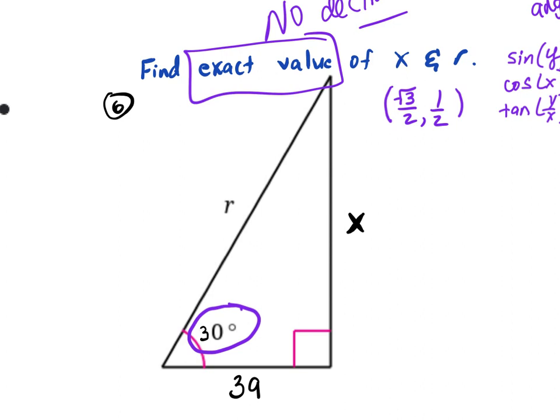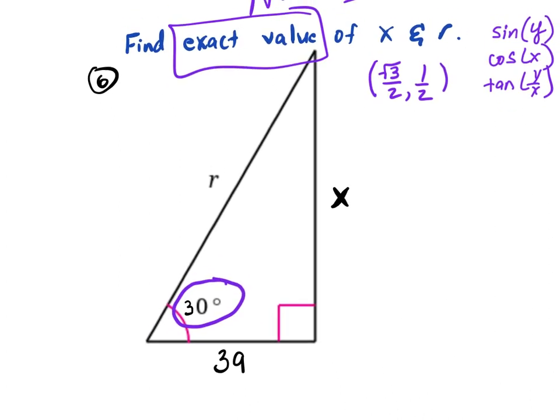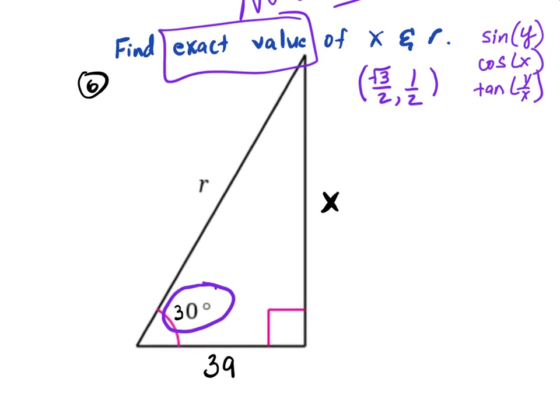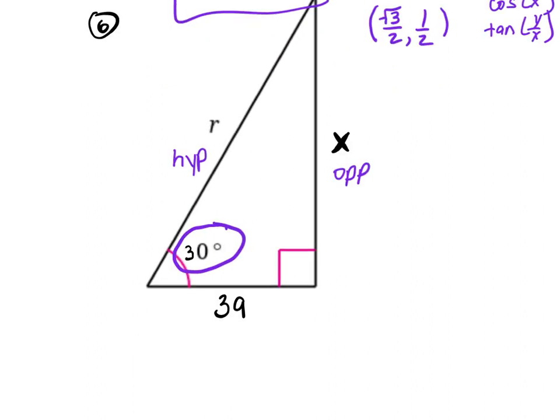But in this case, guys, somebody asked me last period, does it matter if I find x or r first? It doesn't matter. What you need to understand is the relationship. X in this case is opposite, and r is the hypotenuse. So you're going to use 2 trig functions. If you're going to find the opposite side first, I'm going to use tangent because tangent uses opposite and adjacent.